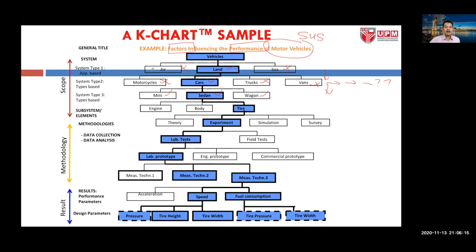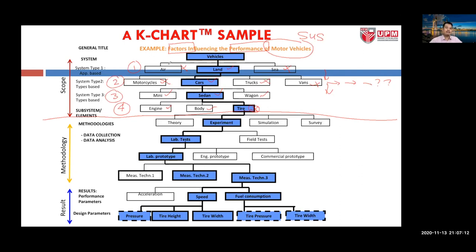When you discuss each of these, let's say layer number one, you discuss the vehicle in general in one paragraph. Then you move into the second paragraph, where you discuss the types of land vehicle. In the third paragraph, you talk about the types of cars available. And then you focus on the subsystem. Then you want to look into the sedan car. What are the subsystems? You can look at the engine, the body, the tire. But this particular person focuses on the tire. They don't focus on the body or the engine or the entertainment in the car. That we call the scope layer.